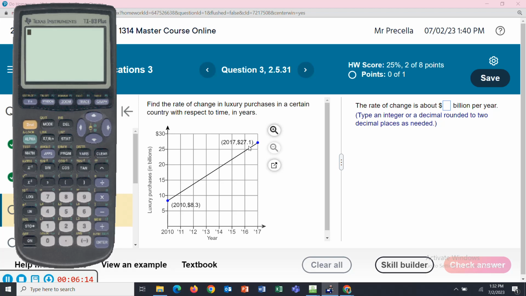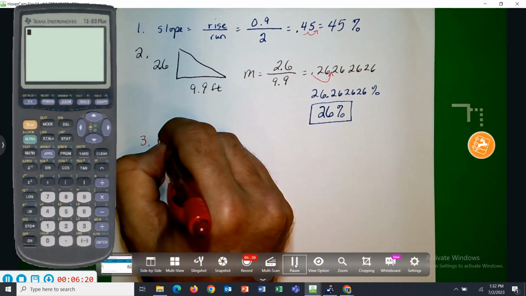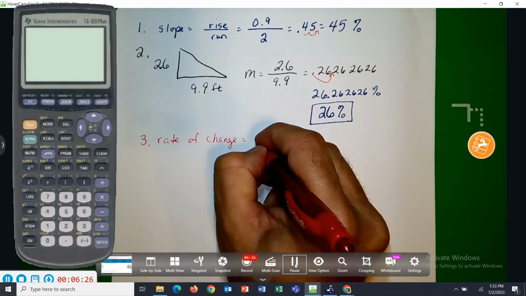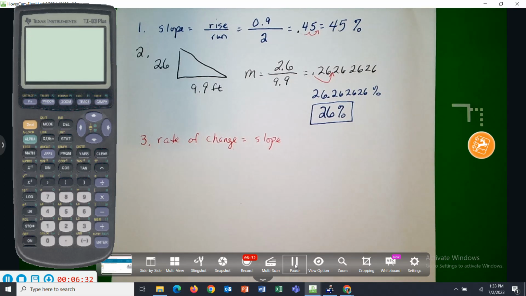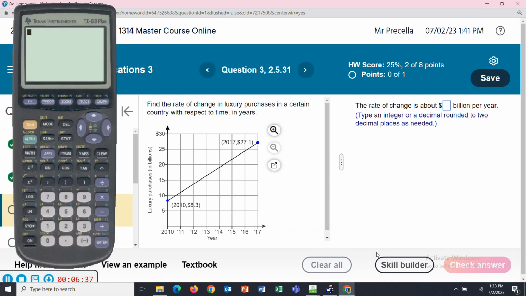Let me write this down. Number 3, rate of change is just another way of saying the slope. So on this particular problem, we have 2 ordered pairs. So let's just write down those 2 ordered pairs. In 2010, it was 8.3 billion. I'll just write 8.3. And in 2017, 27.1 billion.